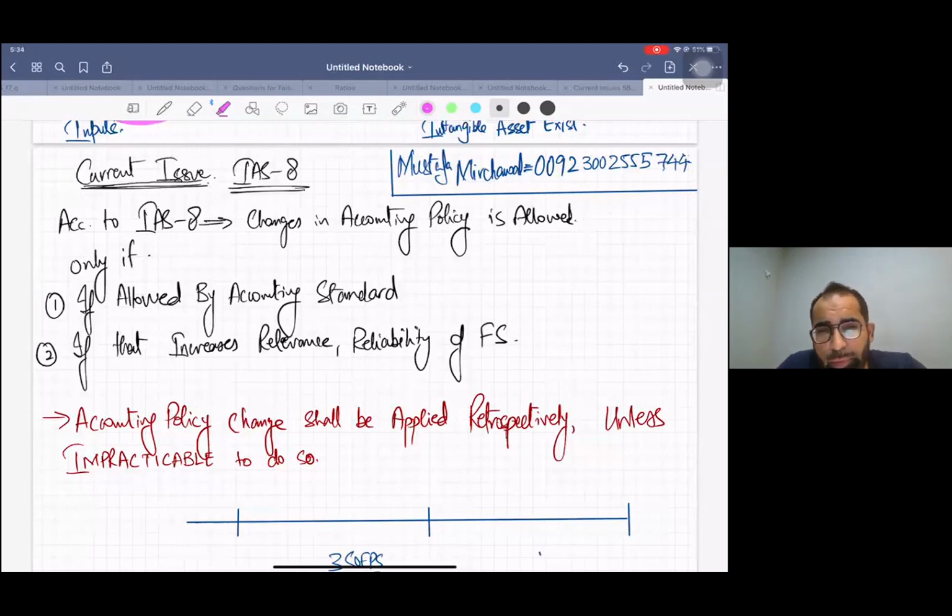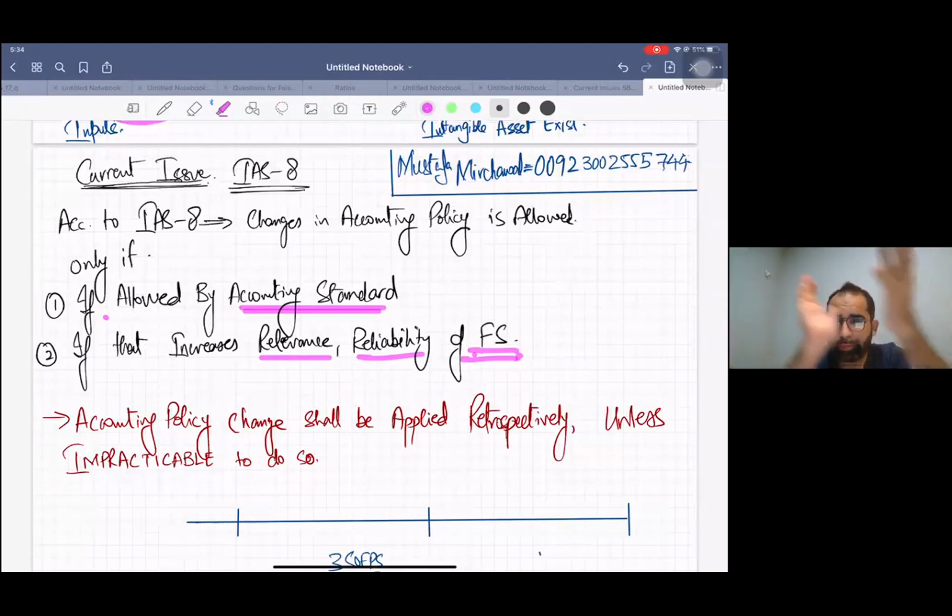When can a company change its accounting policy? When one of these conditions is satisfied: if allowed by an accounting standard, or if the policy change increases the relevance and reliability of the financial statements. Then you can change the accounting policy. This is the basic existing knowledge you all know.